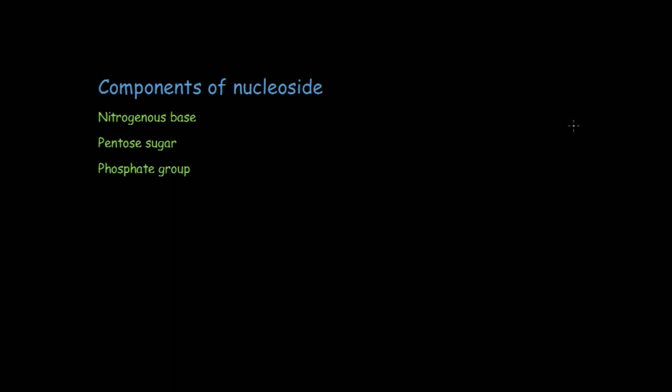So components of a nucleotide, first is nitrogen base. We have purines and pyrimidines. In purines we have adenine and guanine, which will be present in both DNA and RNA. And coming to pyrimidines, we have cytosine, uracil and thymine. Cytosine will be common for both DNA and RNA. Thymine will be present in DNA and uracil will be present in RNA. Coming to pentose sugar, ribose will be present in RNA and deoxyribose will be present in DNA. And last is the phosphate group, it will be present in both RNA and DNA.